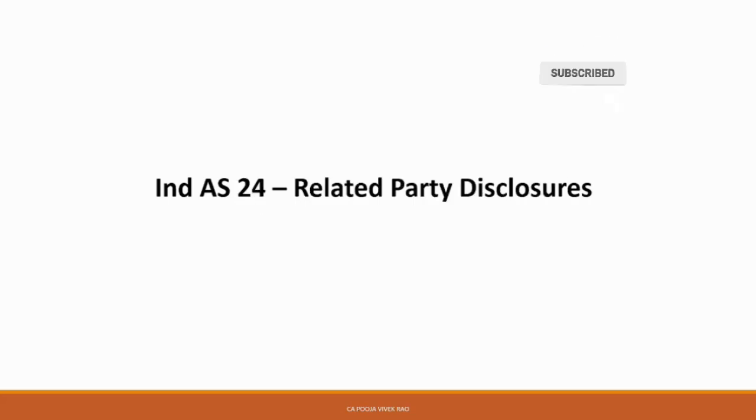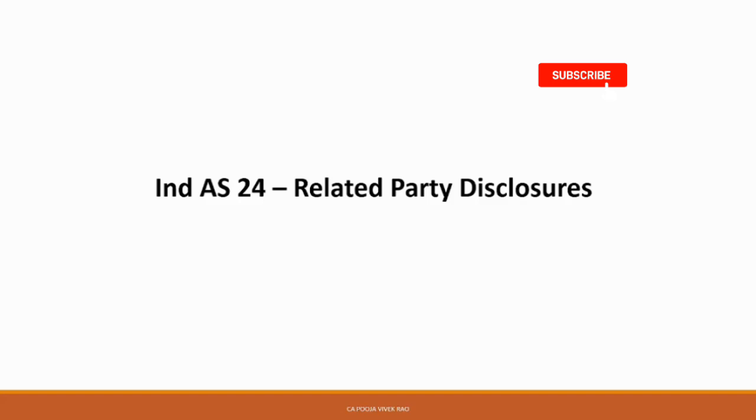Next we have Ind AS 24, related party disclosure. Usually the question will be for 6 marks to 4 marks. Usually the focus areas are identification of related party, the nature of relationship, disclosure requirement, in whose books the disclosure is required. Mostly identification based question will be asked.